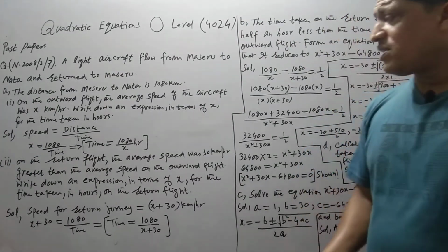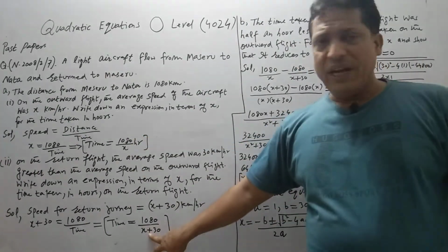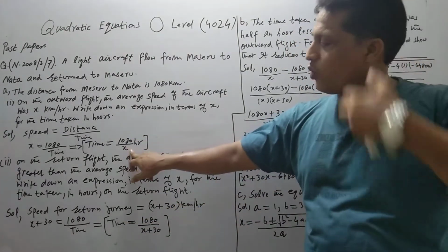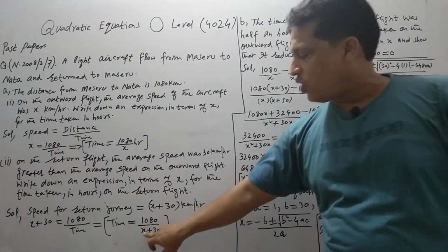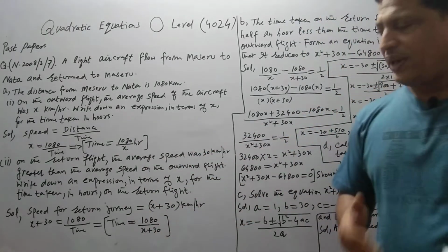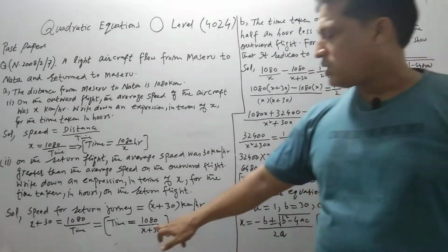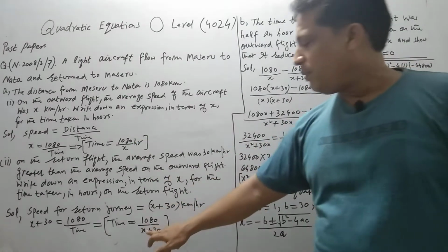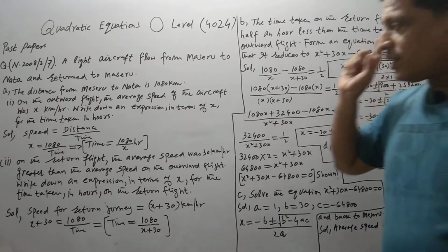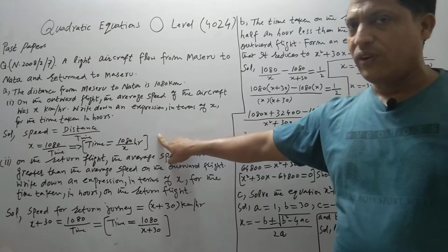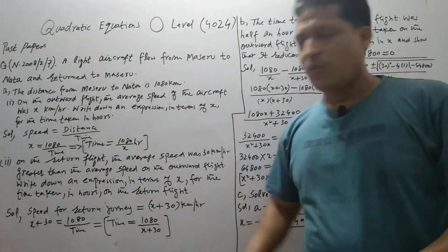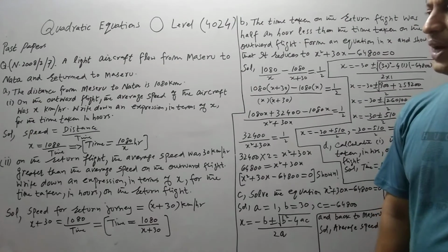Students, you can see that if the denominator is greater, the overall answer is smaller. In one case it is 1080 upon x, and in the other 1080 upon x plus 30. So this is the big quantity and this is the small quantity, because the denominator is a little bit greater, x plus 30 greater. So the time for the outward flight was 1080 upon x, and the time of the backward flight is 1080 upon x plus 30. So this is the answer of part 2.